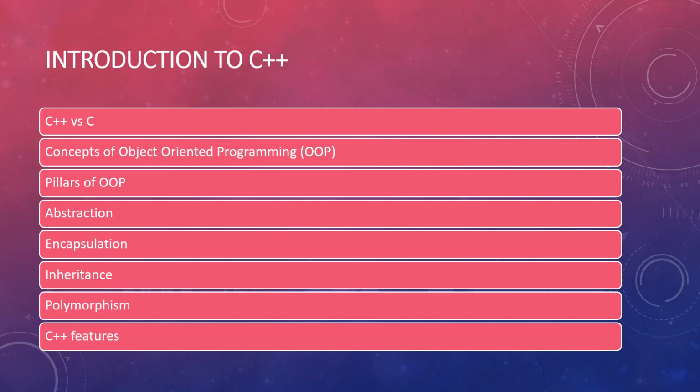Then C++ features. C++ is a strongly typed language, ensuring that operations are performed on compatible data types. Then it contains overloading. C++ supports function overloading: same function name but different parameters. And operator overloading: custom behavior for operators like plus, minus, etc. C++ allows creating generic functions and classes using templates, enabling code reuse for different data types.